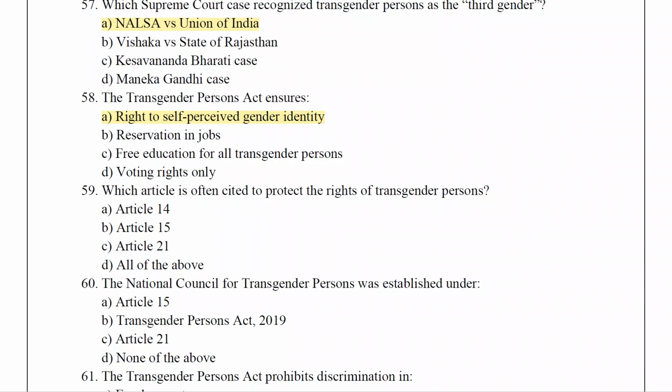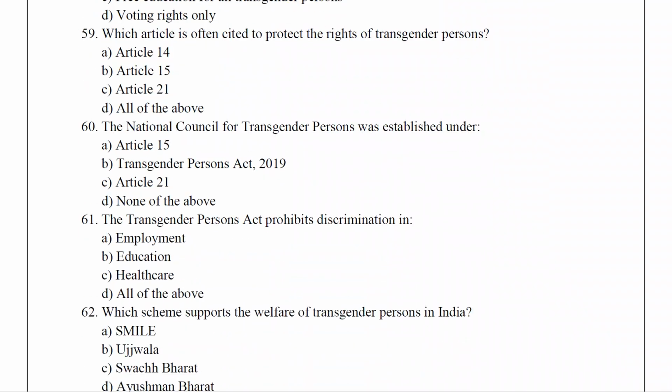Next question. Which article is often cited to protect the rights of transgender persons? The answer is Article 14, Article 15, Article 21, all of the above. The National Council for Transgender Persons was established under the Transgender Persons Act 2019.